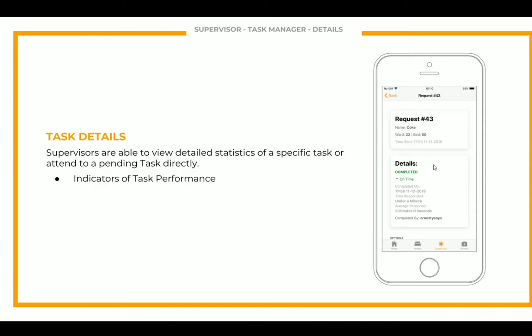So task details. Supervisors are able to view detailed statistics of a specific task or attend to a pending task directly. Let's say they view this task. This will show all the details of the task. For example, this one is a code request, from the time sent, to the status, to everything. How long it took to respond, and who completed the task, which runner completed it. In this case, it will be Ernest.